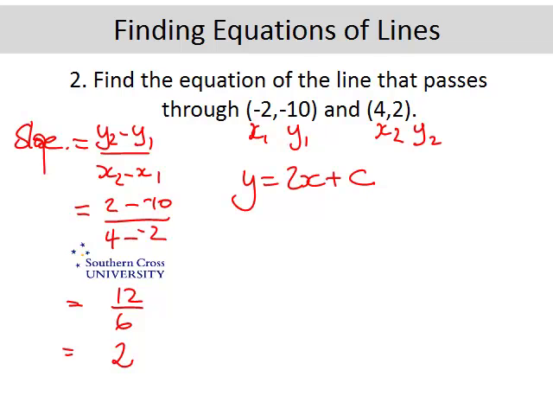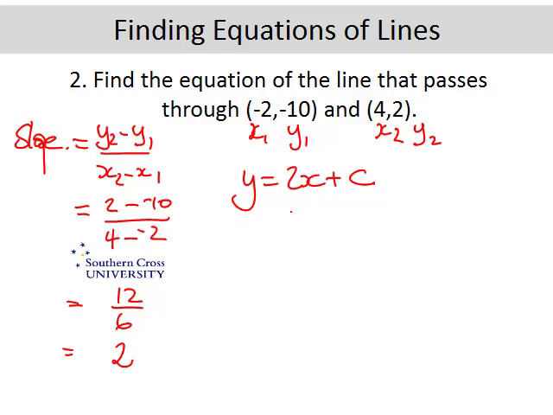So to find the y-intercept, we just take one of the points and substitute it in, because after all, when we get an equation, what we really want is that if we substitute an x value in, we get a y value. So if we substitute in 4, we'll get 2. Or if we substitute in negative 2, we'll get negative 10 out for y. So let's substitute this in.